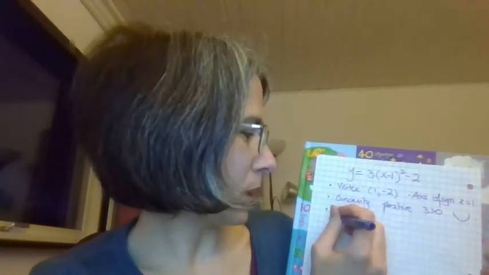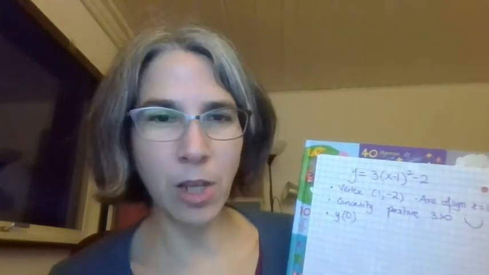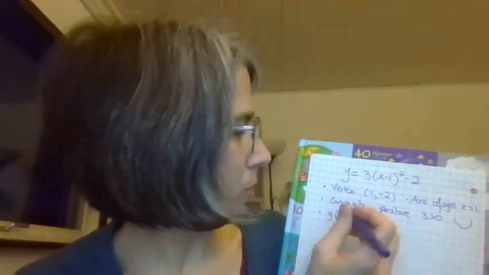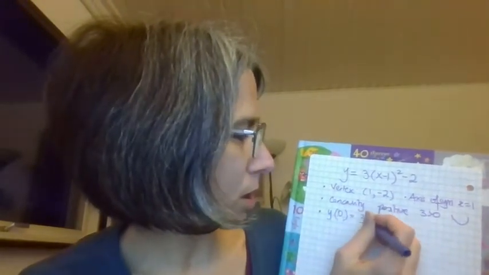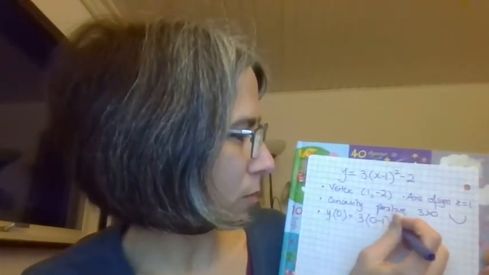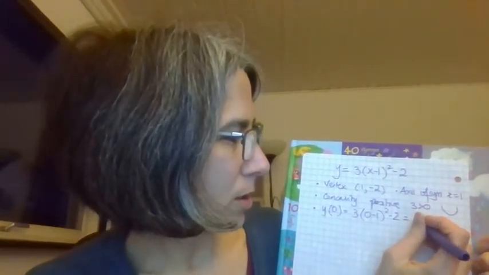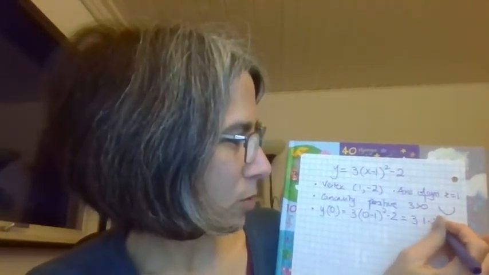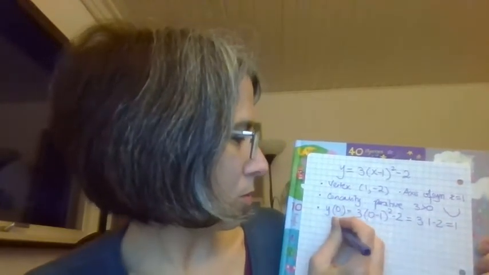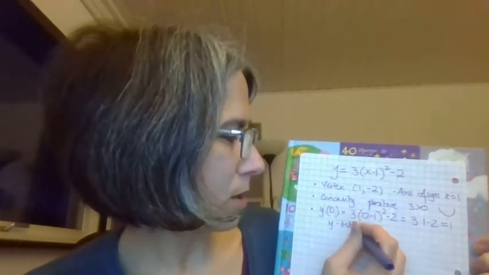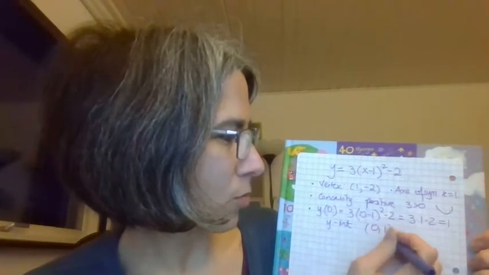To find the y-intercept, I need to find the value of the function evaluated at 0. So that's going to be 3 times 0 minus 1 squared minus 2. This is 3 times 1 minus 2, so it's 1. So the y-intercept has coordinates 0, 1.